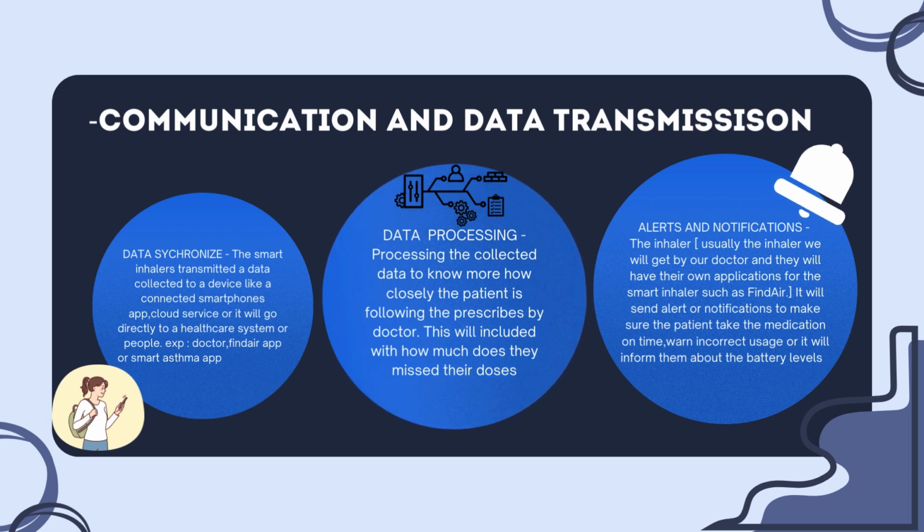Second, data processing. It will process the collected data to know how closely the patient is following what is prescribed by the doctor. This will include how many doses they miss. Lastly, the alerts and notifications. The inhaler, which is usually the one we get from our doctor, will have its own applications for the smart inhalers such as Find Air or Smart Asthma. It will send alerts or notifications to make sure the patient takes the medication on time and will warn about incorrect usage, or inform them about the battery levels.